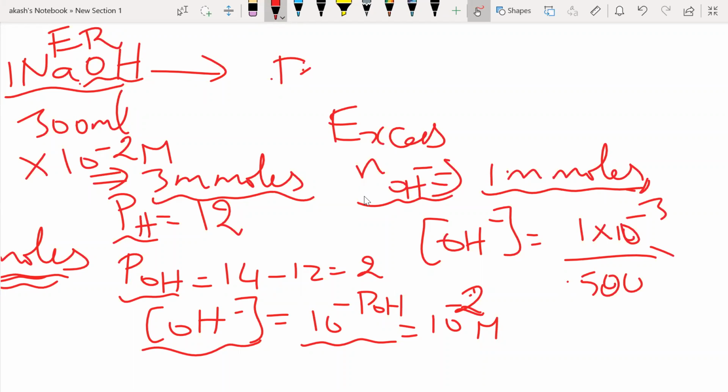Okay, fine. Now, since it is in ml, you have to put 1000 also. So 10 power minus 3, the 1000 gets cancelled, and it is going to be 1 by 500. 1 by 500 is 0.002. Okay, done. So that's the OH minus concentration.